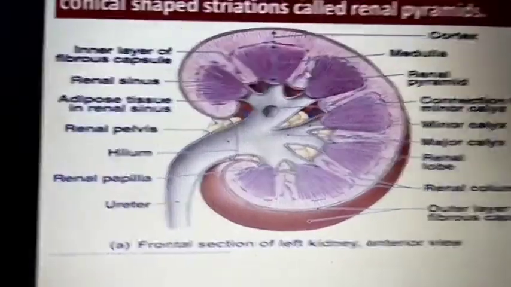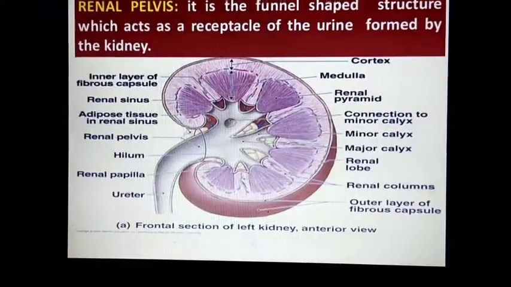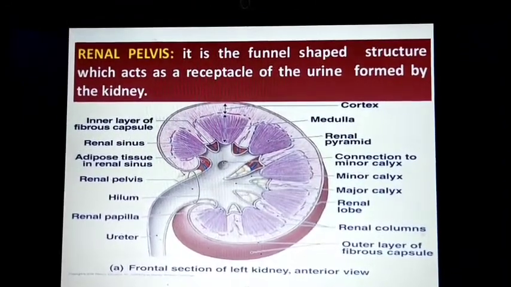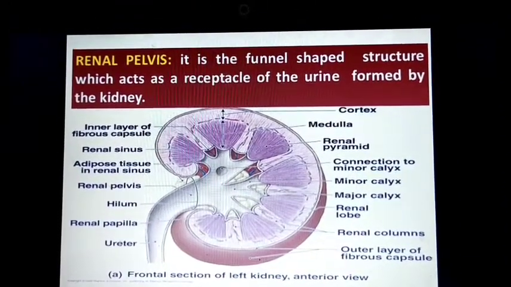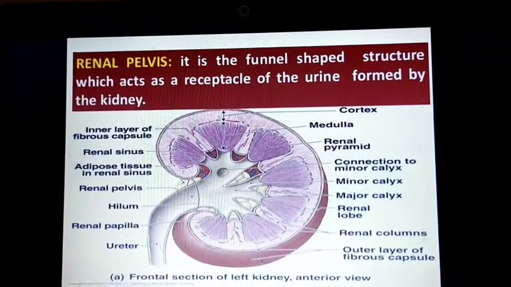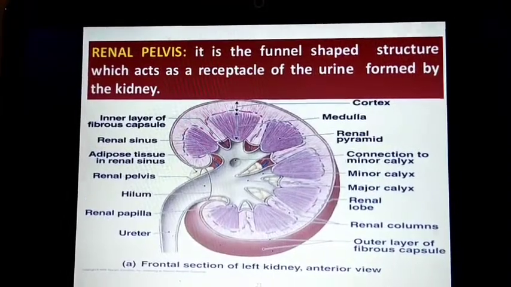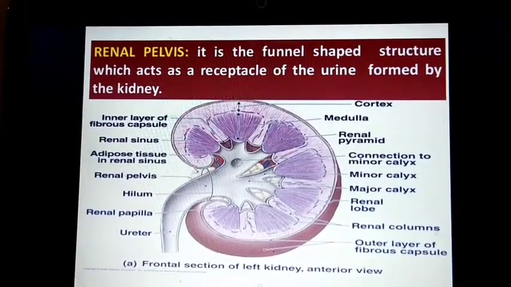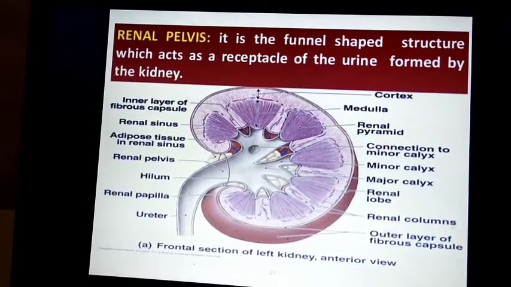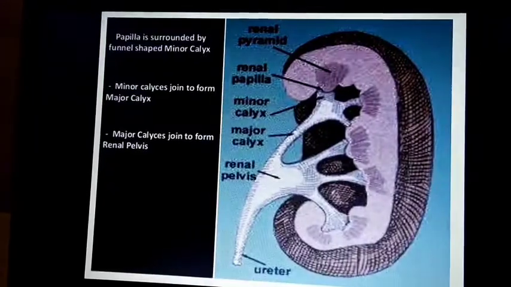That area is called a renal lobule, made of the capsule, cortex, and the base of the pyramid. The renal pelvis is a funnel shaped structure which acts as a receptacle of the urine formed by the kidney. In between the major and minor calyxes there is a gap, or sinus, a hollow structure. That is the renal sinus, and it is filled with fat.